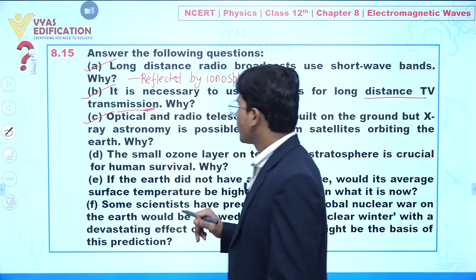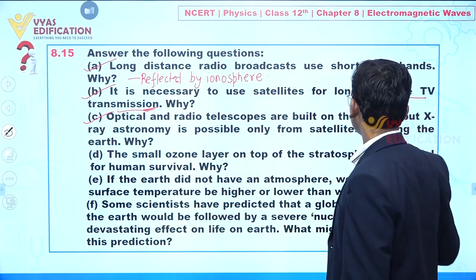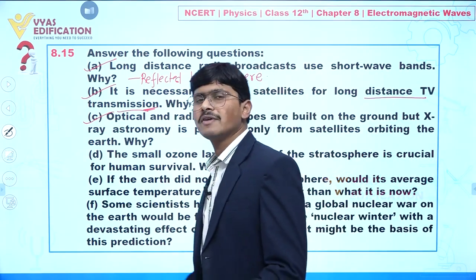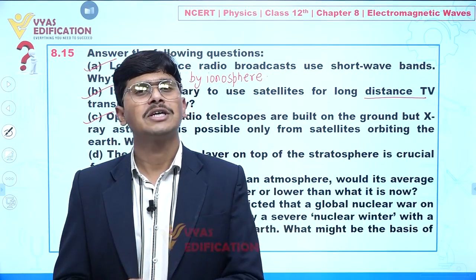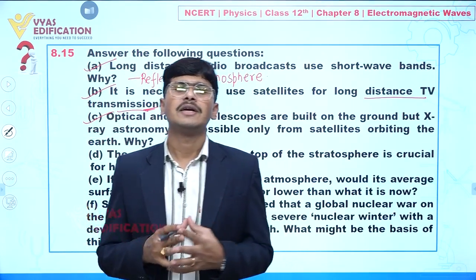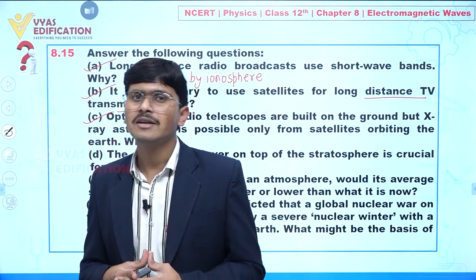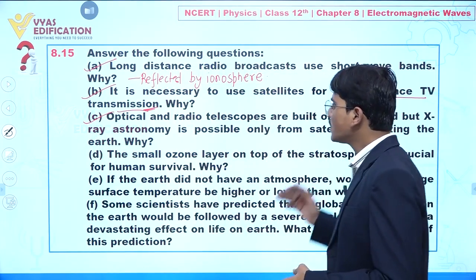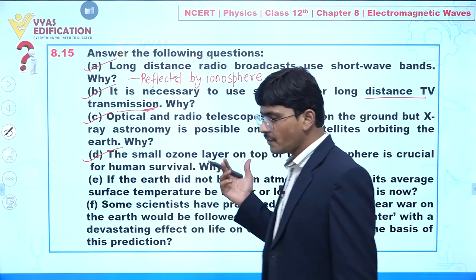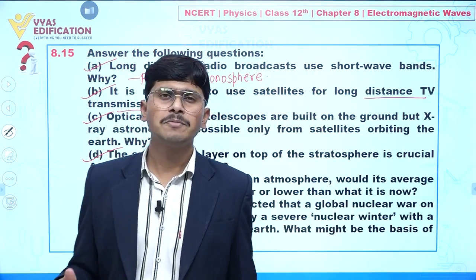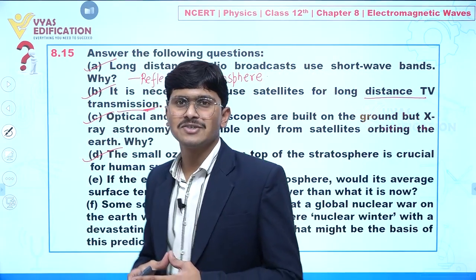clear. Now if we are talking about part D, it is given that the small ozone layer on the top of the stratosphere is crucial for human survival. Yes, you know very well from junior classes, you have been taught this term, that the ozone layer protects us from the harmful UV radiation coming from the sun, clear. That's why this is required for the survival of humans, clear. If we do not have the ozone layer, it may cause skin problems as well as other diseases, clear.